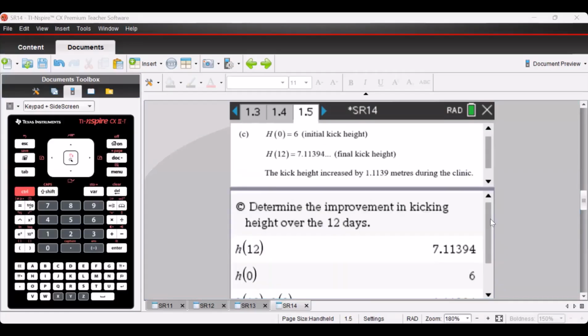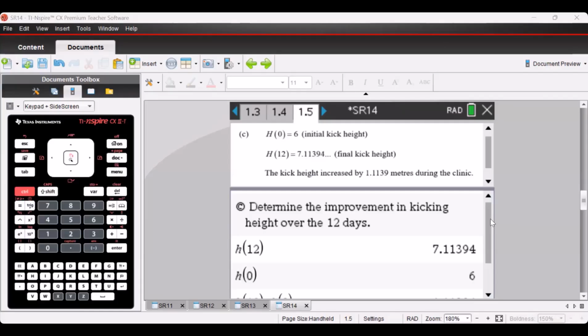In part C, we're asked to determine the improvement in this player's kicking height over the 12 days of the clinic. In other words, we need to make sure that we've calculated h of 0, which is 6, the initial kick height. Then calculate h of 12, which according to the model is the final kick height at the end of the clinic. And I will show you how to evaluate that in a moment. We get 7.11394 meters.